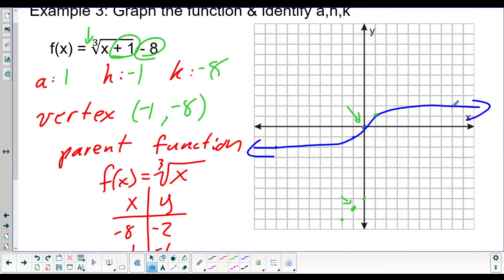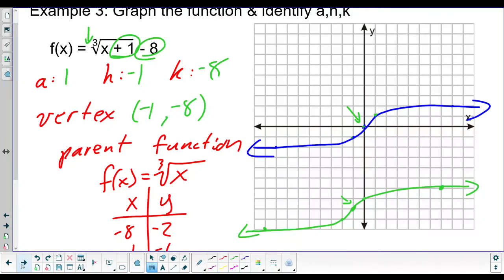Then this point, this one's kind of far out there, so maybe we should count. We'll go left 1, down 8. So left 1, 1, 2, 3, 4, 5, 6, 7, 8. Same thing here. Left 1, 1, 2, 3, 4, 5, 6, 7, 8. So here is our transformed cube root function.